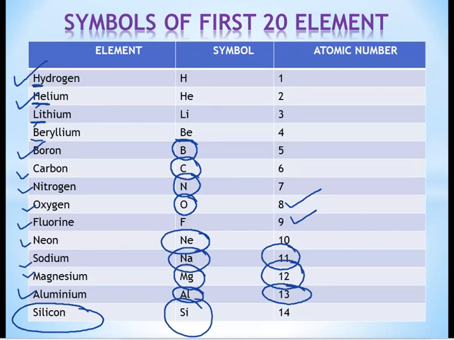See, for sodium we have not written So or S for its symbol. Why? Because the symbol of sodium is based on the Latin name. The Latin name of sodium is natrium.